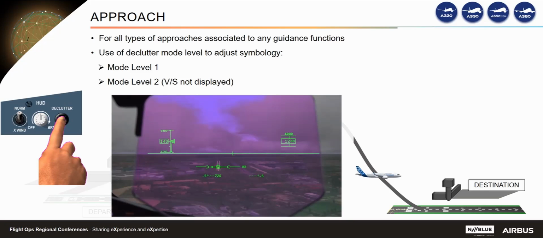The declutter mode level 2 can be used to focus on external parameters when flying stabilized trajectory in VMC conditions, with the use of the speed and altitude information displayed on the HCU. As you may notice, the vertical speed is not displayed in this mode. By acting on the declutter selector one more time, the flight crew will return to the full normal display. The use of the declutter mode level 1 and mode level 2 is left at the flight crew discretion.